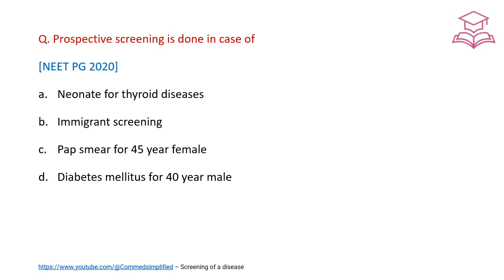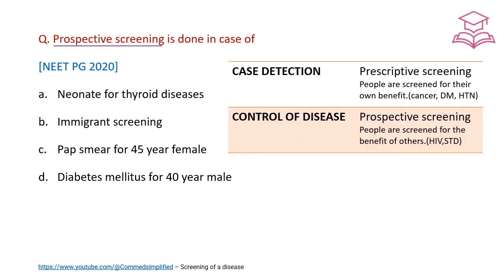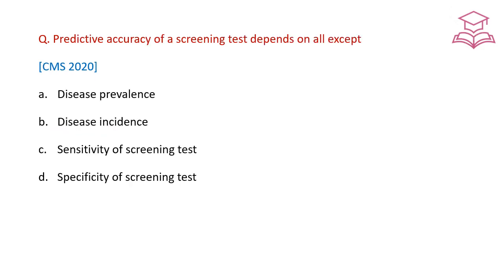Prospective screening is done in case of: There is prescriptive screening and prospective screening. In prescriptive screening, people are screened for their own benefit to identify their disease. This is for early case detection. Prospective screening is done for the benefit of others, especially for the control of a disease. So here the answer is immigrant screening. All other options are done for the benefit of the patient.